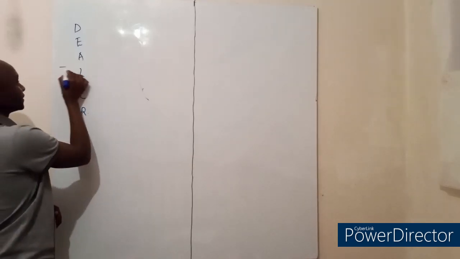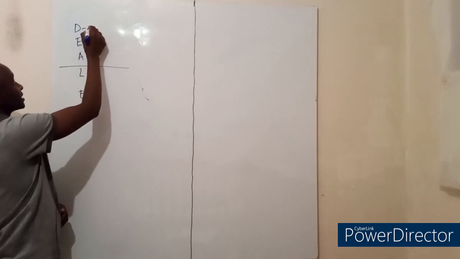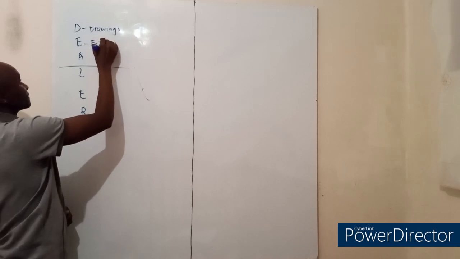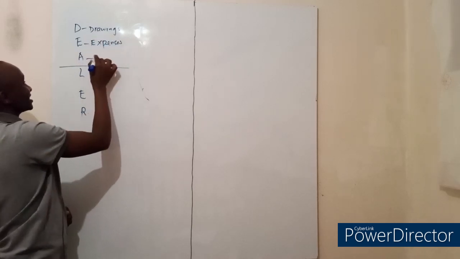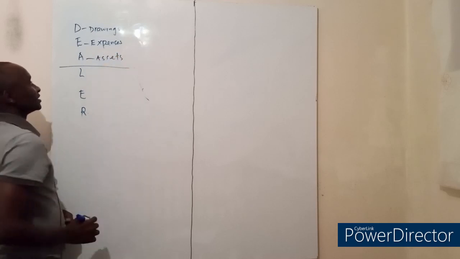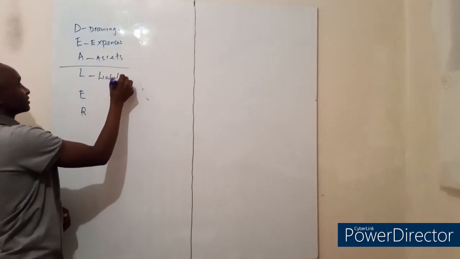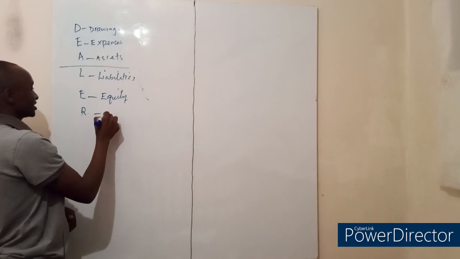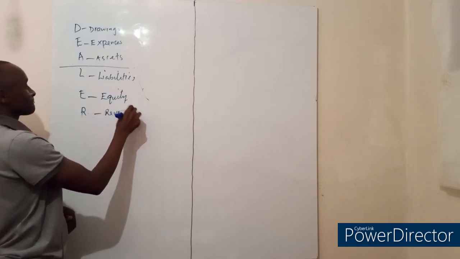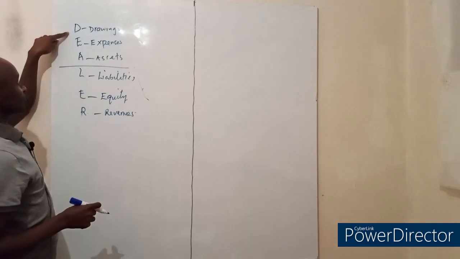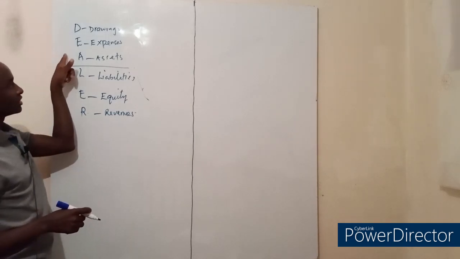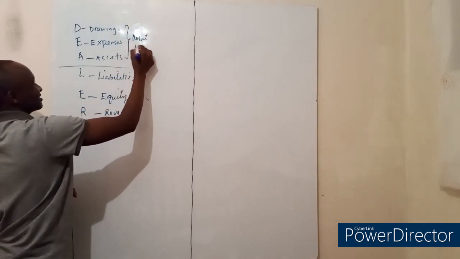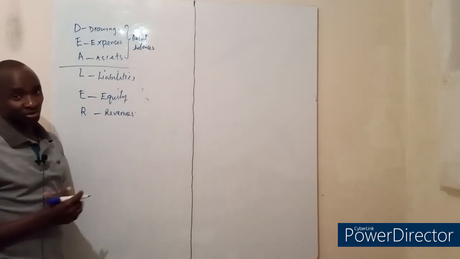We said up to here, these are drawings, these are expenses, and these are assets. We say these are liabilities, these are the equity, and these are revenues. We said that the drawings, expenses, and assets, all these have got debit balances. That is what we said.